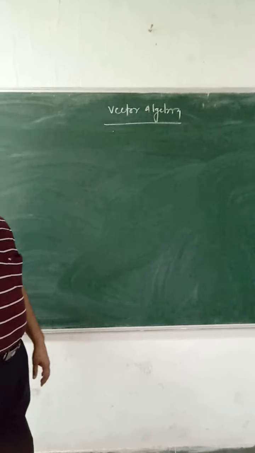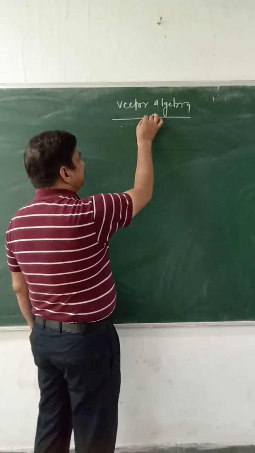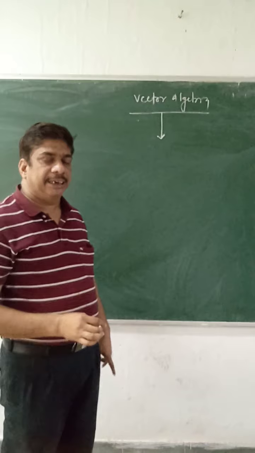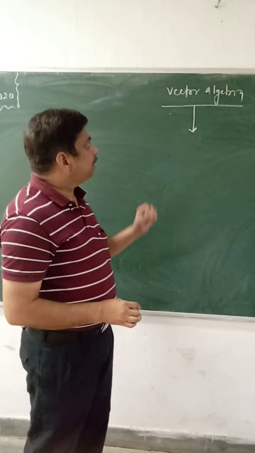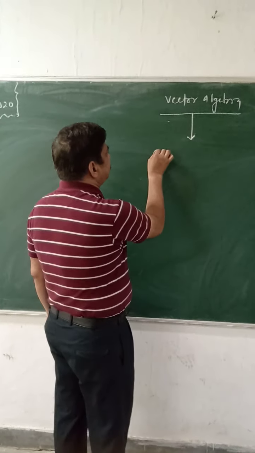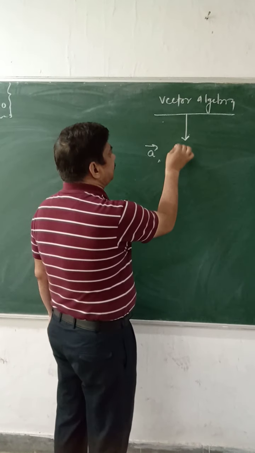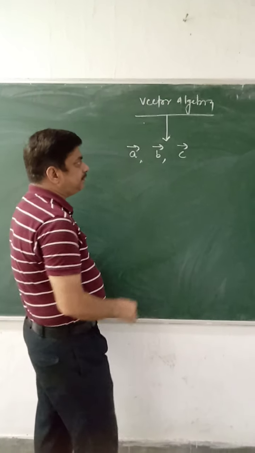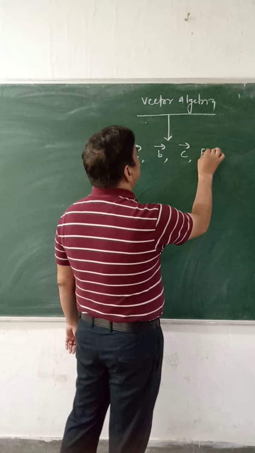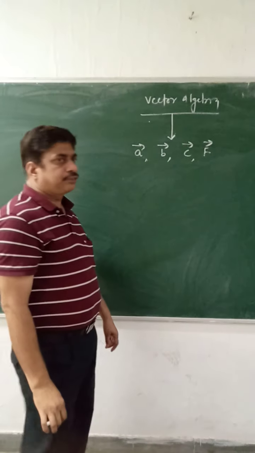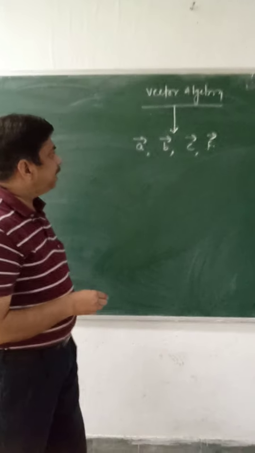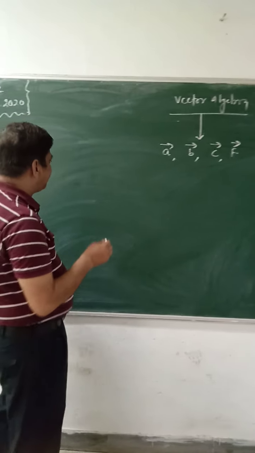In this vector algebra we need to add vector quantities and multiply vector quantities. So how do we represent vectors? Vectors can be represented by alphabets, that is A, B, C, or suppose I want to represent force, it can be F. Now, how do we add two vectors?